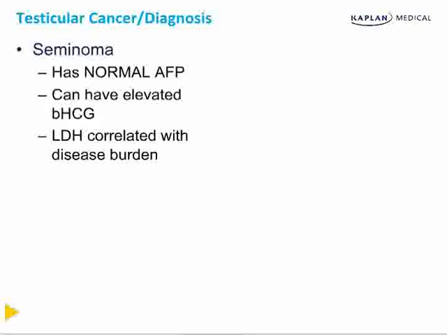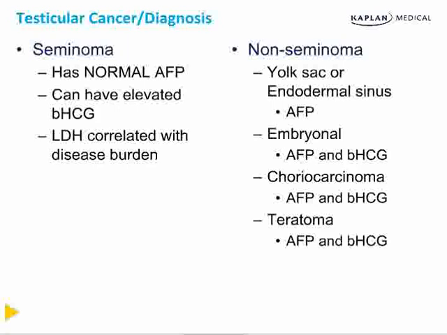Seminomas have a normal alpha-fetoprotein, but can have an elevated beta-HCG. LDH is not specific to seminoma, but it can correlate with extent of disease burden. Non-seminomas have different tumor markers depending on type. Yolk sac tumors, also known as endodermal sinus tumors, have elevated alpha-fetoprotein but normal beta-HCG. Embryonal, choriocarcinoma, and teratomas can all have both alpha-fetoprotein and beta-HCG levels elevated.